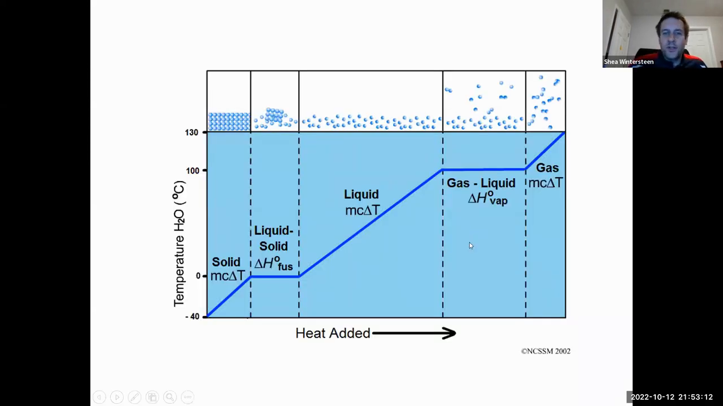Right, so this is what your heating curve is going to look like, or your cooling curve. Notice that it's divided up into 5 sections. In this section here, where you have your first diagonal all the way over to the left, this is where the substance is in its solid phase. We're just using water as an example here, but again, it could be any substance. And in this section, we're going to use the equation Q = mcΔT.